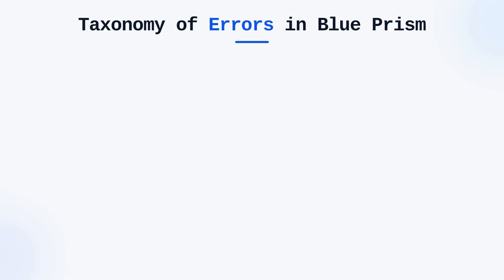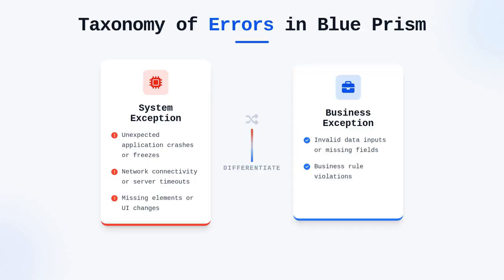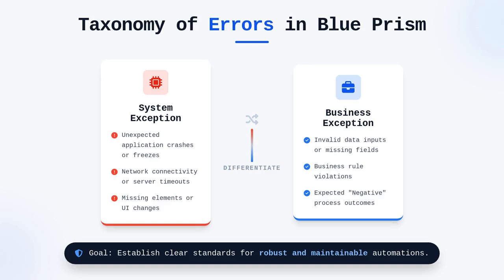Welcome back. Let's explore the critical taxonomy of errors in Blue Prism. In this lesson, we will establish clear standards for differentiating between system and business exceptions to ensure our automations remain robust and maintainable.